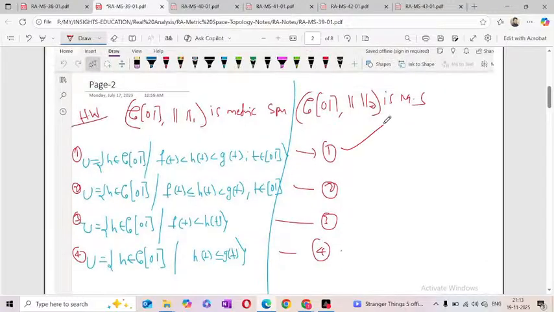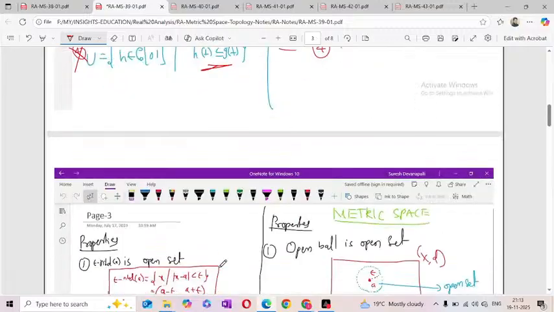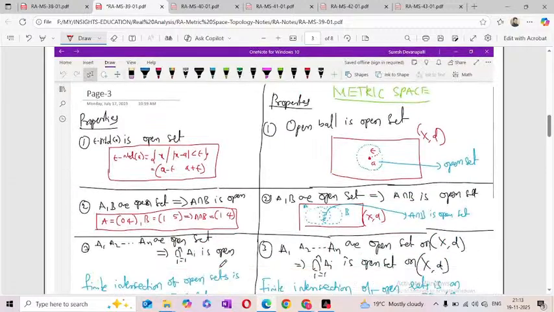The first one is okay, and observe the second one. Now U is the set of h belonging to C such that f of t is less than or equal to h less than g. Here it is less than or equal, which means not each and every point is an interior point, so this is not an open set. Similarly this one is an open set because of less than, but the fourth one is not because here it is less than or equal. Anyway, try.